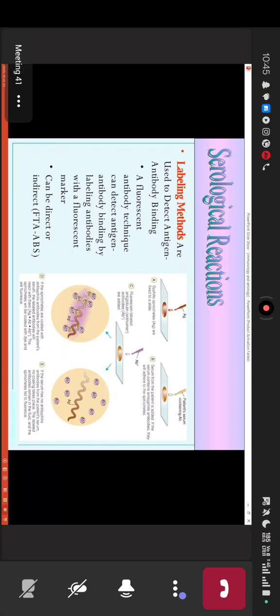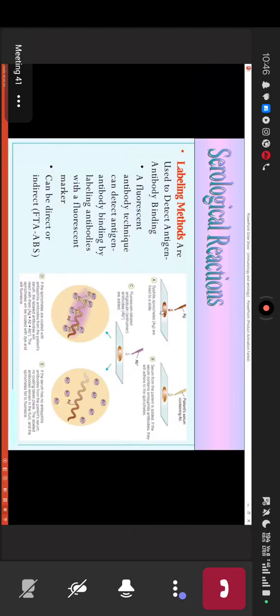So we label antibodies and antigens with fluorescent dyes and with enzymes, which help us identify different types of antigens. For example, labeling methods are used to detect antigen-antibody binding, right? A fluorescent antibody technique can be used to detect antigen-antibody binding by labeling antibodies with a fluorescent marker. So try to understand with this image.